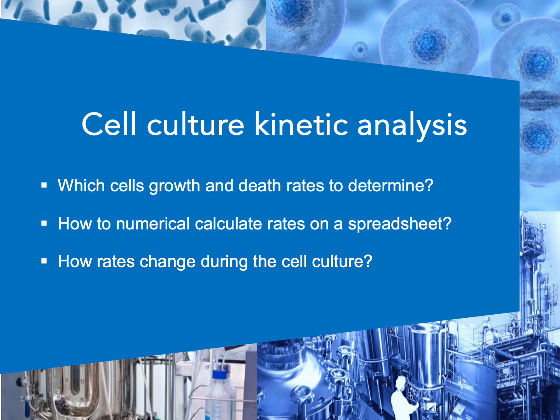In this tutorial, you will use a spreadsheet to analyze the experimental kinetics of animal cells growth in a bioreactor. You will learn which growth and death rates need to be determined, how to numerically calculate these rates using a spreadsheet, and how the growth and death rates change throughout the culture process.